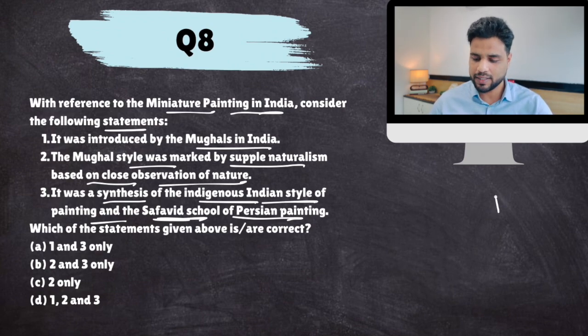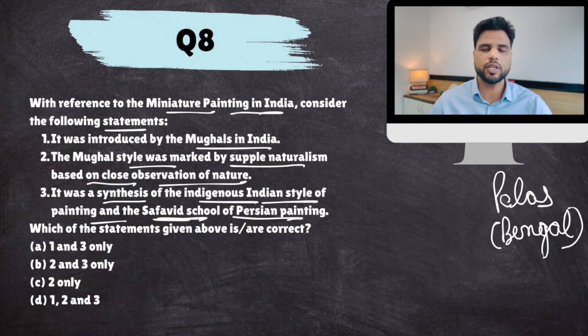Miniature paintings were there as far back as Palas of Bengal. Remember the tripartite struggle, Gurjara Pratihara, Rashtrakuta and Palas. So Palas commissioned many miniature paintings. So miniature paintings didn't start from Mughals. So this is absolutely false.